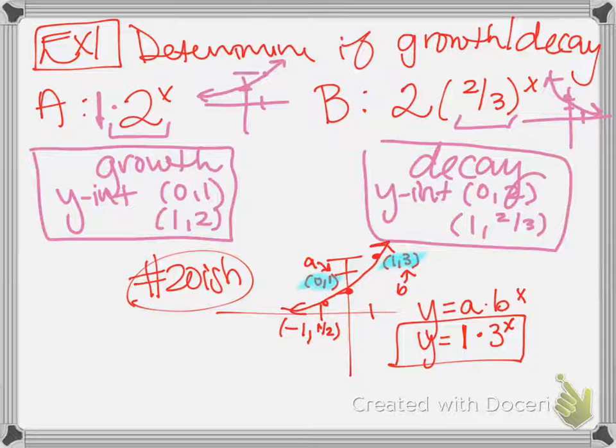So all I'm doing is taking the two most important ordered pairs from the picture, pulling the a and the b from them, and plugging them into the formula. That's all I'm doing for this one.